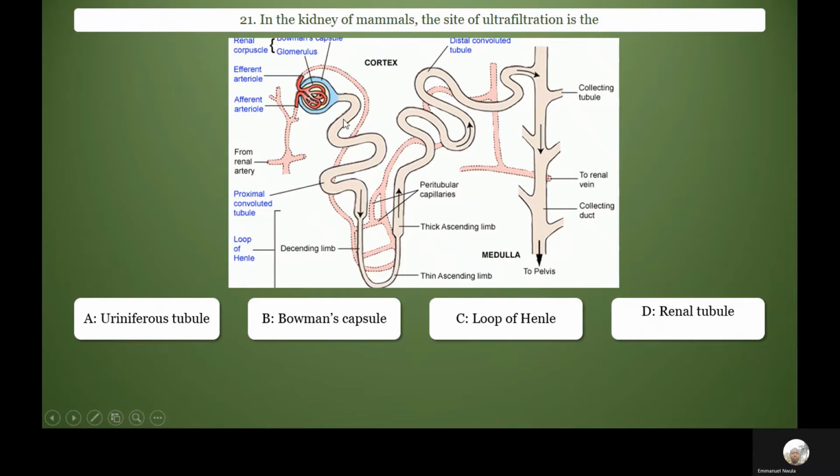So the correct option here is B, Bowman's capsule. This is where ultrafiltration takes place. The blood is filtered in the glomerulus, but flows into the Bowman's capsule.